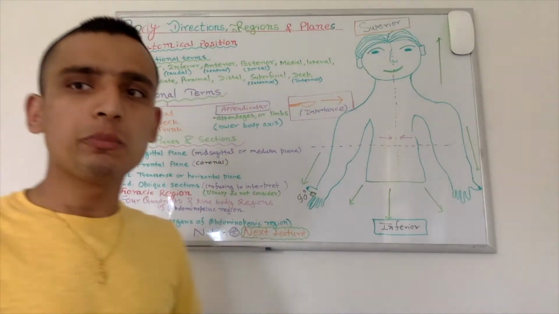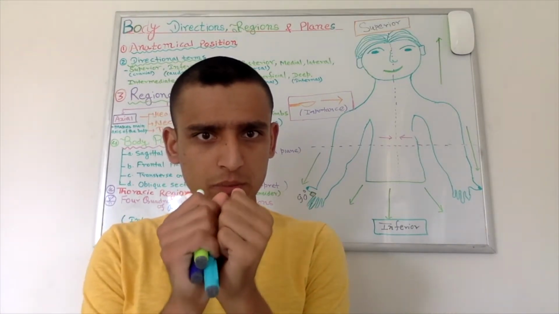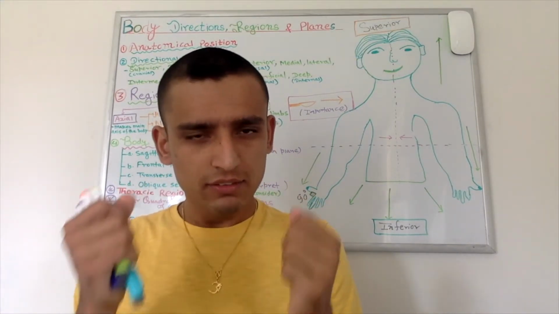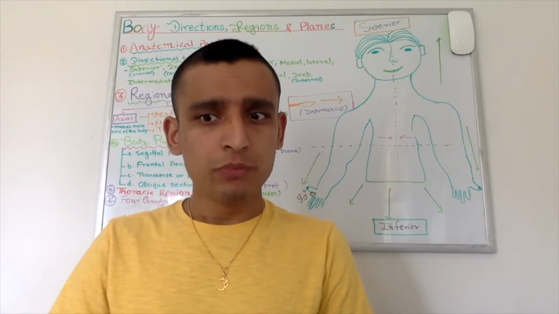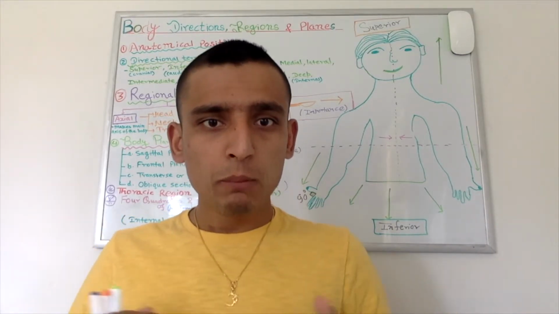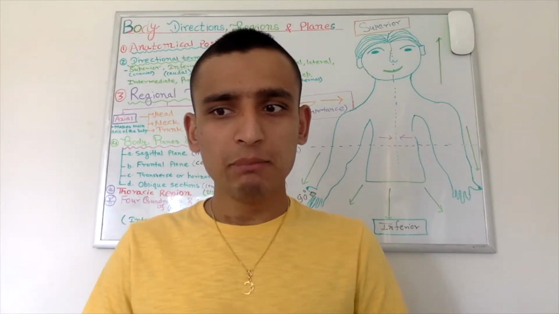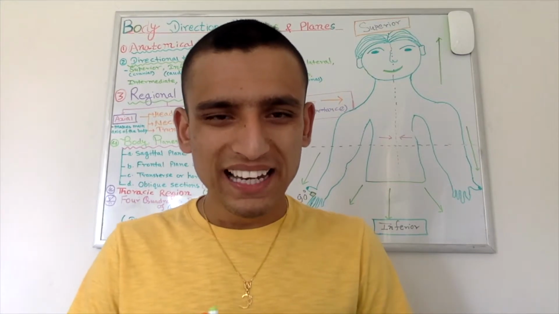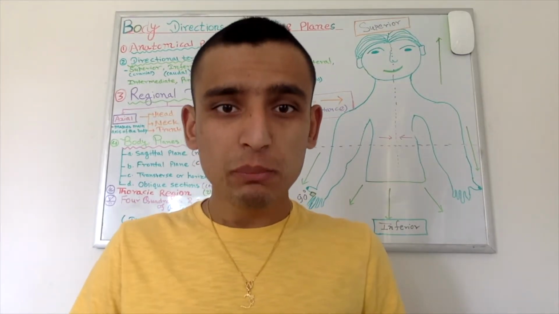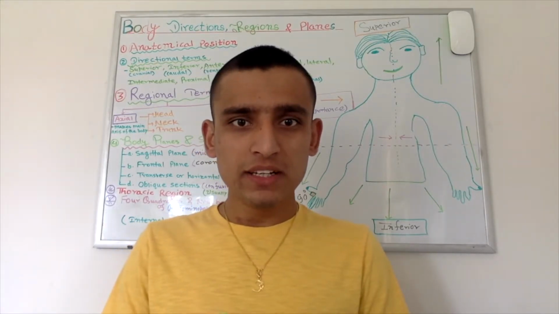Now what is intermediate? If I want to tell you what exactly it is, it is very difficult to observe. Intermediate means between more medial and more lateral. The structures between the more medial and the more lateral structures are called intermediate structures. For example, the collarbone is intermediate between.